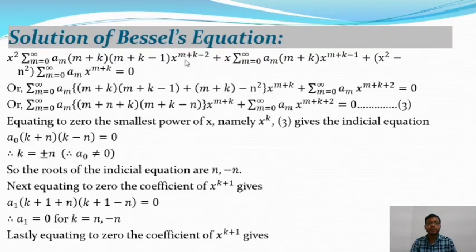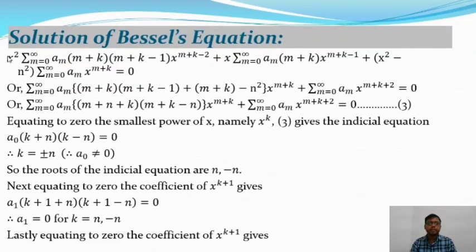Okay, this is the second order differentiation, plus x into summation over m equal to 0 to infinity a_m into (m plus k) into x to the power m plus k minus 1. This is the first order differentiation of the required series solution. Okay, plus (x square minus n square) into y, where y is equal to summation over m equal to 0 to infinity a_m into x to the power m plus k, and this equals 0.